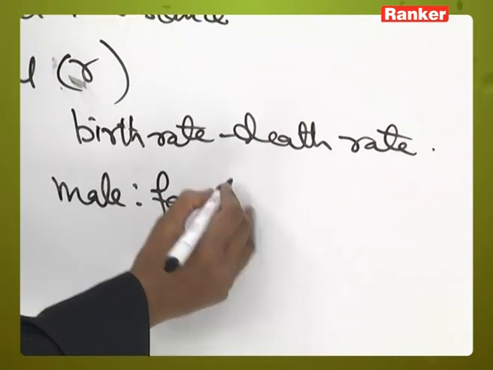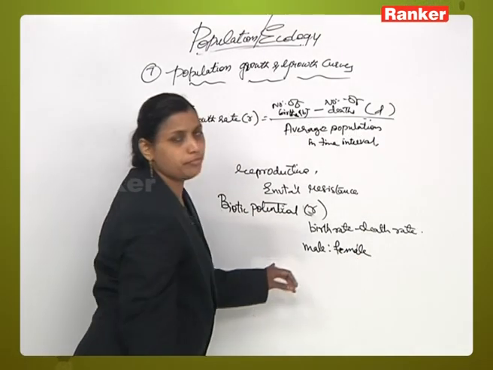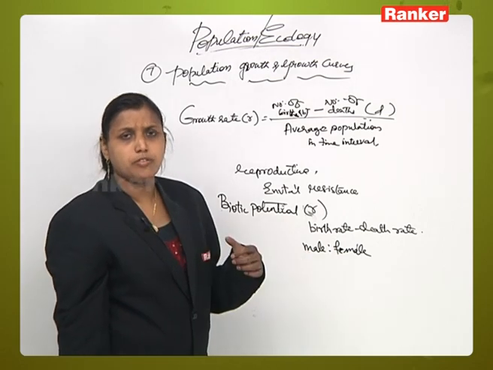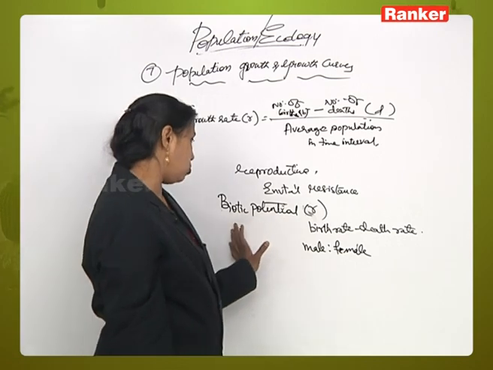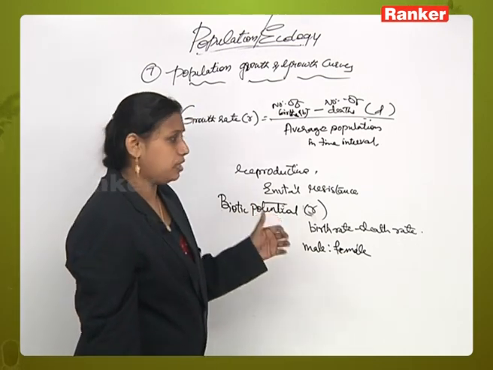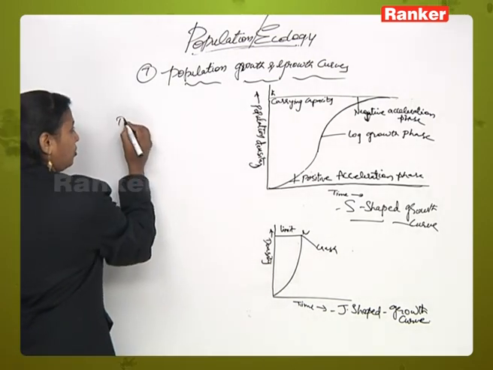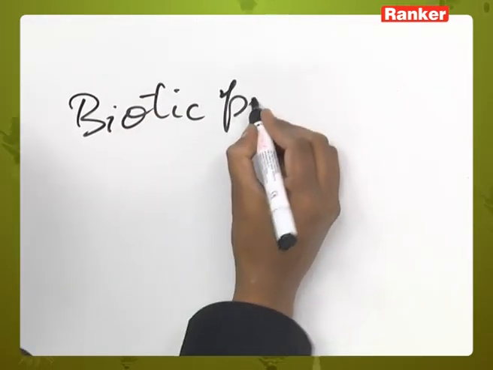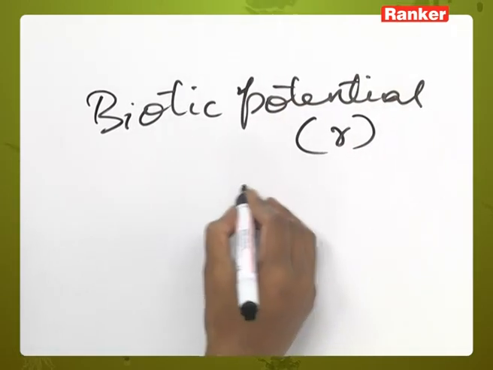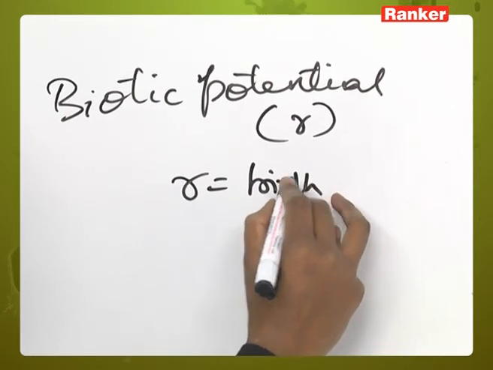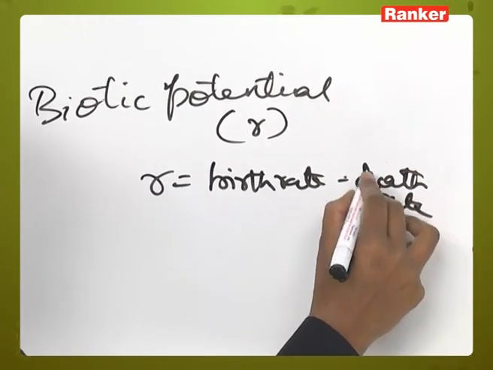in a particular population. The number of females alive and the number of males alive in a particular population also shows the total biotic potential of that particular population. We will talk about two terms here. First we have talked about biotic potential, right? In biotic potential we have considered it as R, and we have said R is equal to birth rate minus death rate. Okay. This is about biotic potential, right?